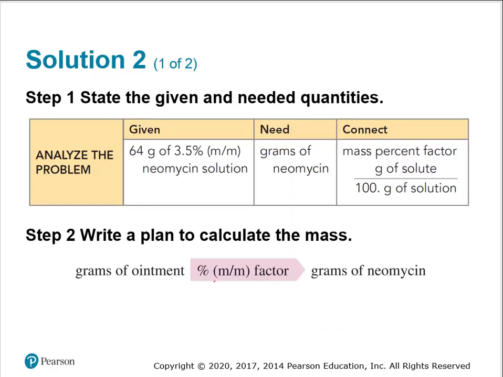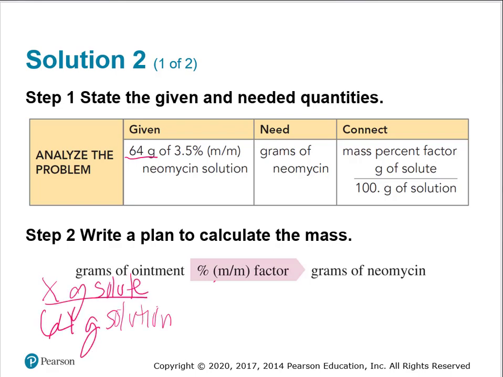Let's get started. We were told that we had 64 grams of the ointment, and we want to know how many grams of neomycin are in it. So we don't know the solute, but we do know that the whole solution is 64 grams, and we do know our mass percent: the solute divided by the solution, times 100. We were told that was a 3.5% mass percent.